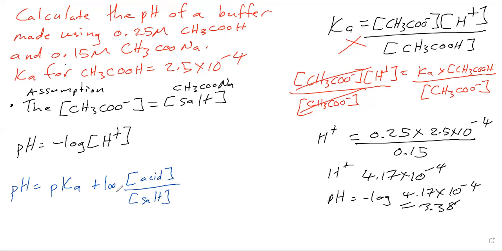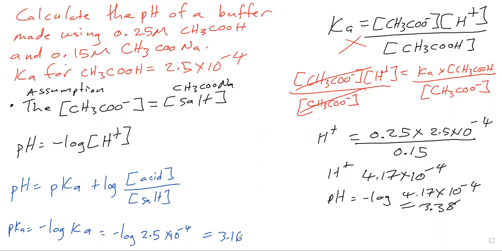All right, so the Ka given was 2.5 times 10 to the minus 4. pKa is negative log of Ka. So negative log 2.5 times 10 to the minus 4 is how much? 3.60. All right, so 3.60.